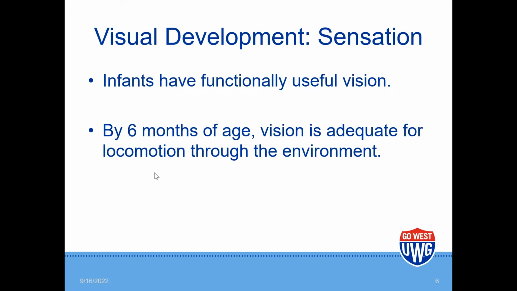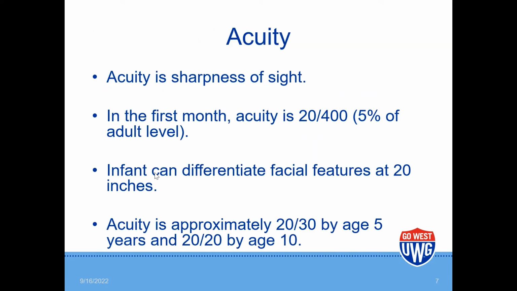So let's start with visual development. So visual development and sensation. When we talk about this, infants have functionally useful vision. So at birth, for the most part, a normal infant is going to be able to see. They're going to have functional vision. They're going to be getting images and starting to process those. By about 6 months of age, that vision is adequate for determining locomotion through the environment or being able to move through the environment. Because initially, again, you're getting all these new images as an infant, and the brain's trying to process. And so it takes a little while to build that perception off of the sensations it's getting.